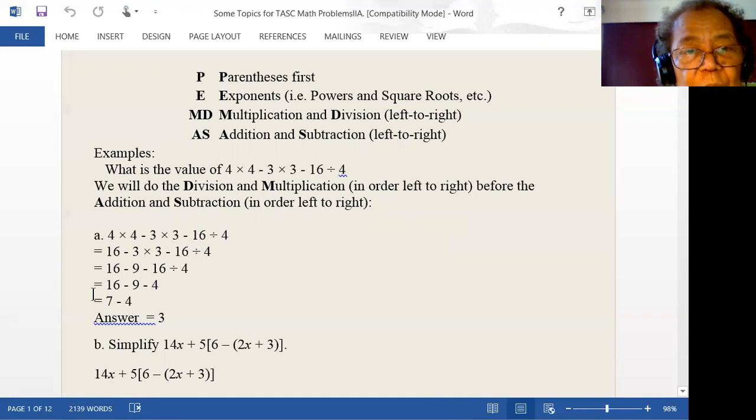So what we're left with is 16 minus 9 minus 4. 16 minus 9 is 7. 7 minus 4 is 3, so our answer is 3.